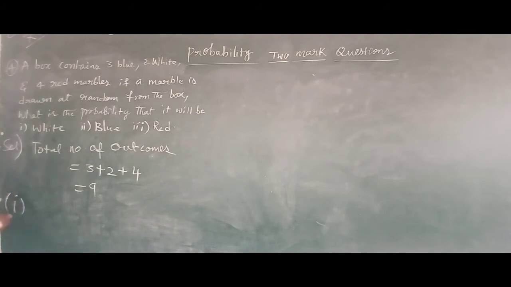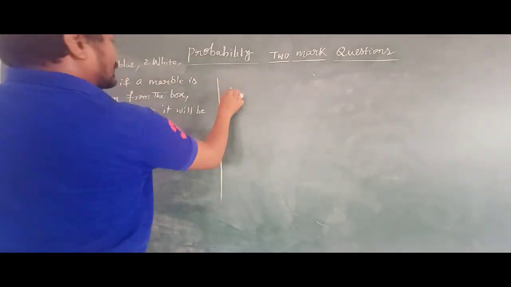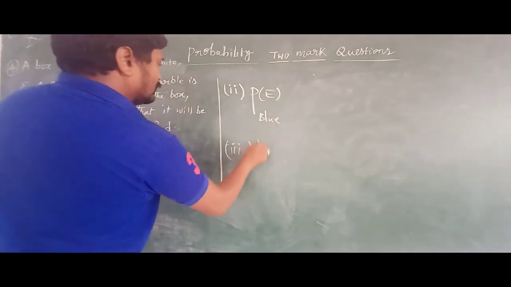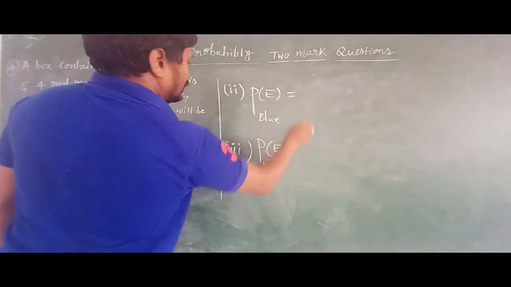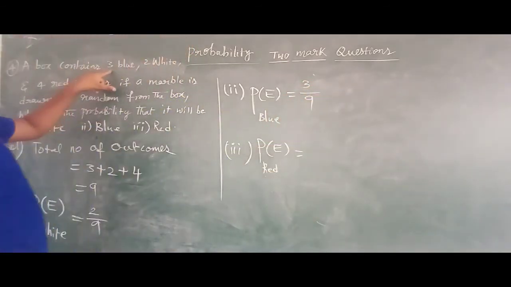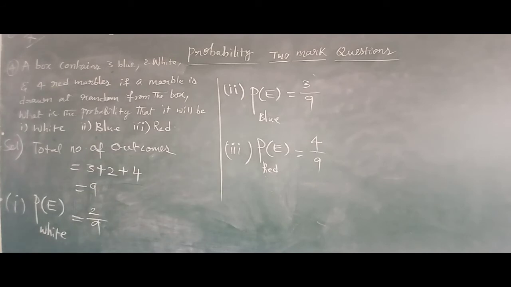Now what is the probability of getting a white? Your favorable outcomes are white. How many are there? White is here, 2 are there, so 2 upon total number of outcomes, 9. So the probability of the event getting a white, P of E white, is equal to 2 upon 9. Now let's move on to the second, that is P of E blue, and the third one, that is P of E red. Blue is here 3, 3 out of how many? 9. Same method, red how many here? 4. So 4 out of 9. Those are the probabilities of getting a blue marble, red marble and white marble. So this is about your fourth question. I hope you all understood. Let's move on to the fifth.